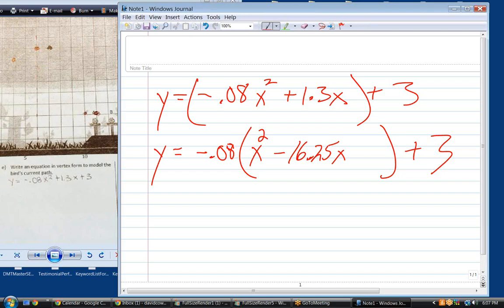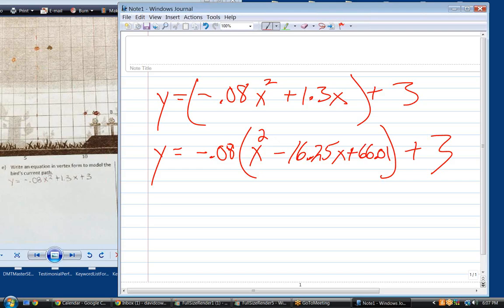So how do we complete the square inside the parentheses? You FOIL it? No, you take half of that coefficient and you square it. So tell me what that is. 66.01. I'm going to add it. 66.01 right there.